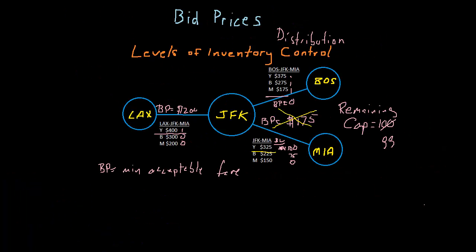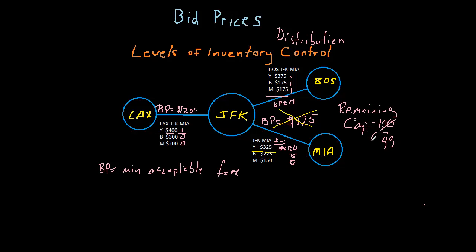So let's take a look back at our sample network and see if this makes sense. So let's look at this leg here. This old bid price is no longer relevant, so I crossed it out. Let's say we have these fares, and the itinerary in this case is just one leg, to make it simple.